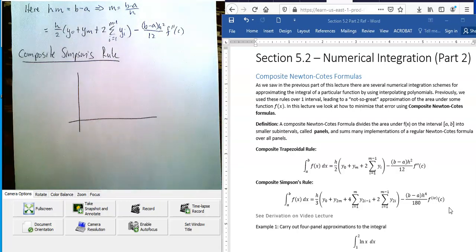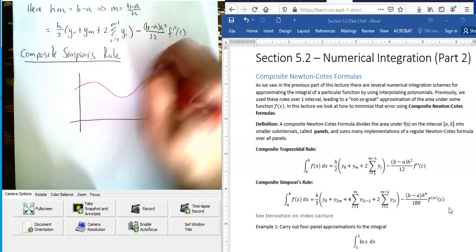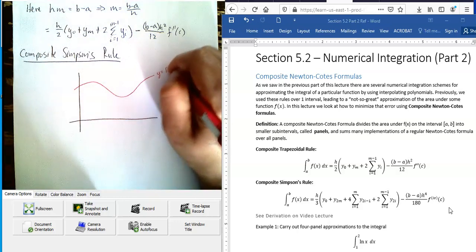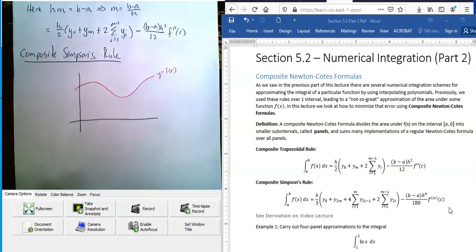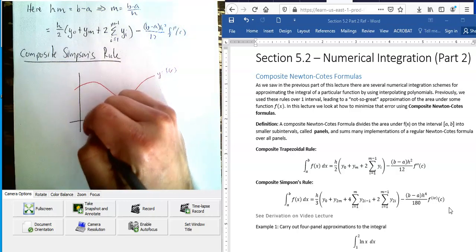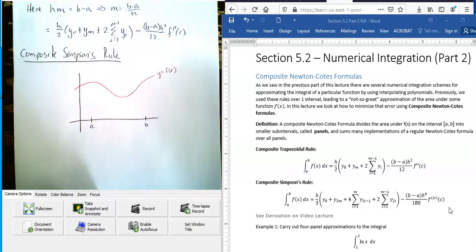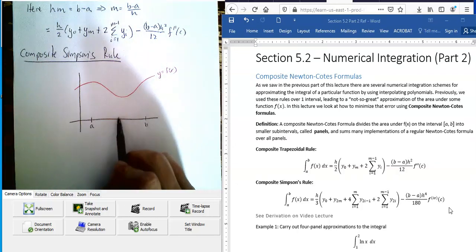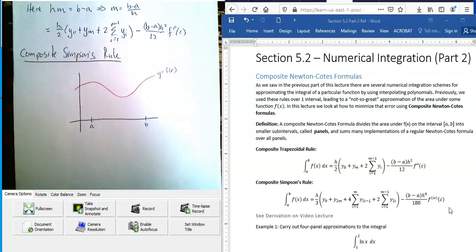So if we look here, same function. We have our function on A to B. Simpson's rule over just one interval uses just one parabola with an extra point in the middle to help determine the area under the curve. We saw that it was a bit better for the example that we did.